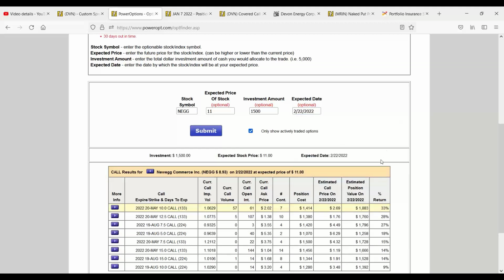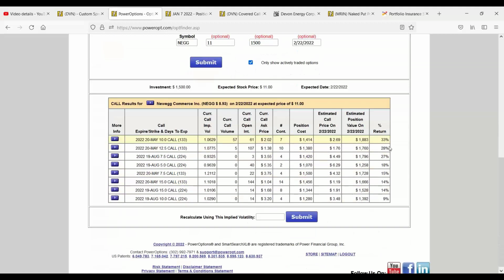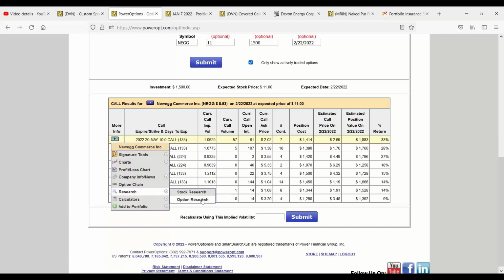But the main question, and I forgot the gentleman's name that asked, is this: is this return going to be affected if the implied volatility reverts back to a regular range? And the answer is yes. And you can view that on this page. So if I'm looking at this position on NEGG, which has a high implied volatility right now, one thing I want to check first on this May 10 call is the total implied volatility range. So we're going to go to the research, to option research.